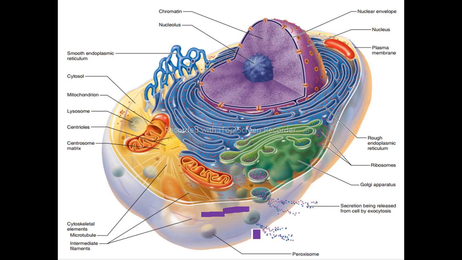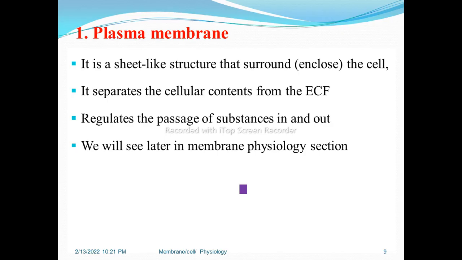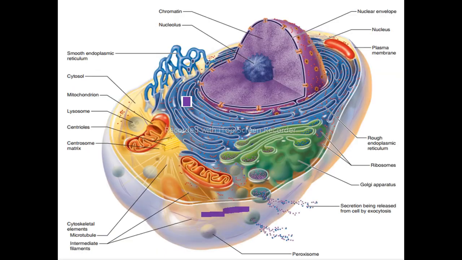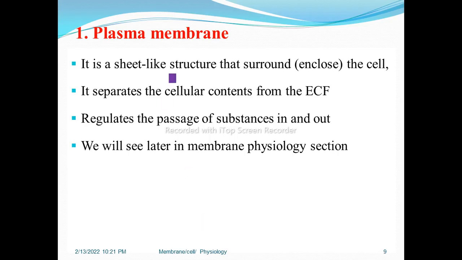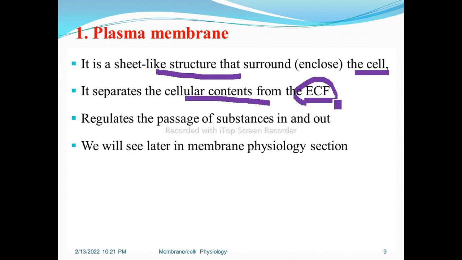This is overall about the cell structure, and the first thing here is the plasma membrane, or cell membrane. The plasma membrane is a sheet-like structure that surrounds the cell, and it separates cellular contents from the extracellular matrix. That means it separates intracellular fluid from extracellular fluid, or separates cytoplasm from extracellular fluid, and regulates the passage of substances in and out.